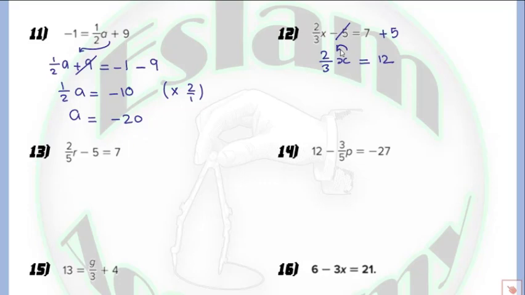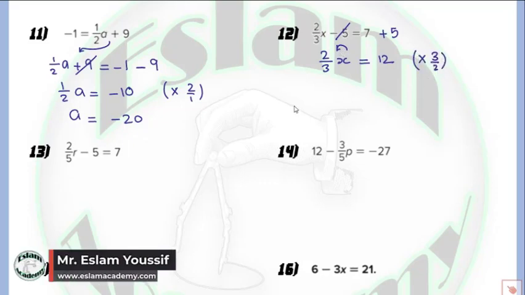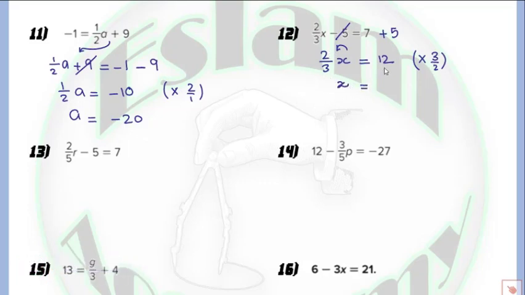Once we have a rational coefficient, multiply by the reciprocal of the fraction. So just multiply it by 3 over 2. 2 over 3 multiplied by 3 over 2 equals 1. Just write x equals 12 multiplied by 3 over 2. You'll find that the answer will equal 18.